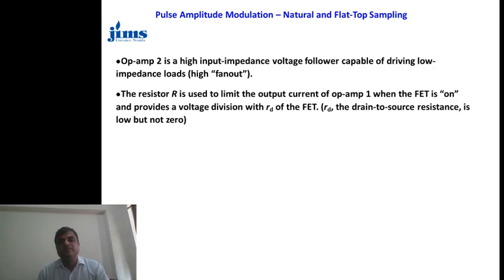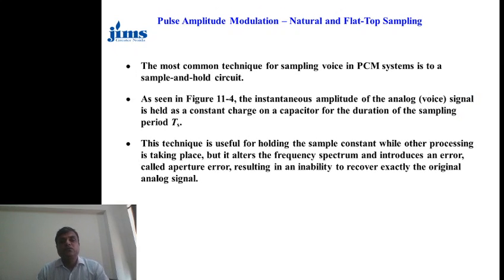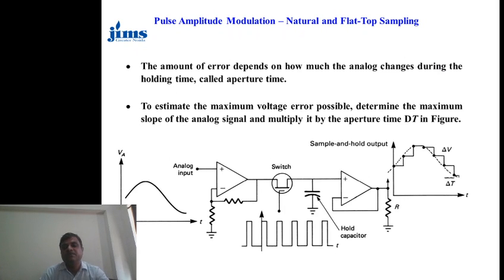Op-amp 2 has high input impedance, it is a voltage follower. Basically R is used for the current limiting. The most common technique for sampling in a PCM system is the sample and hold circuit. See this particular diagram, it has the sample and hold circuit. If you compare it to the previous circuit, only this configuration is different. Here it is a voltage follower, a non-inverting amplifier, but here we use a field effect transistor in combination with a capacitance. And what is the advantage of this?